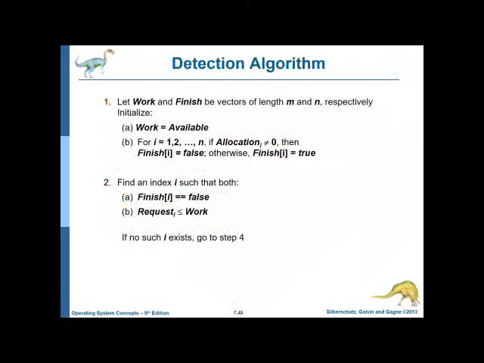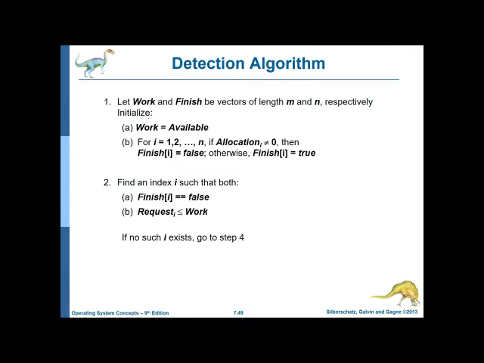That is our aim. Now let us look at the algorithm for detection. It's a similar algorithm to the safety algorithm that we learned in Banker's algorithm. After running this algorithm, we can find out whether a deadlock has occurred or not. So we just have to detect whether a deadlock occurred or not.